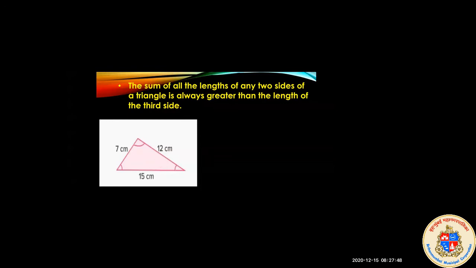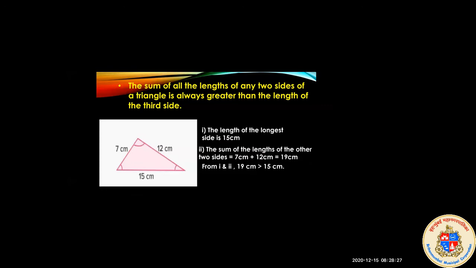Now we'll see how it works. The first step is to find out the longest side. Here the longest side is this 15 centimeter. So the length of the longest side is 15 centimeter. The second step is the sum of the lengths of the other two sides, which is 7 centimeter plus 12 centimeter. When you add both sides, you will get 19 centimeter.